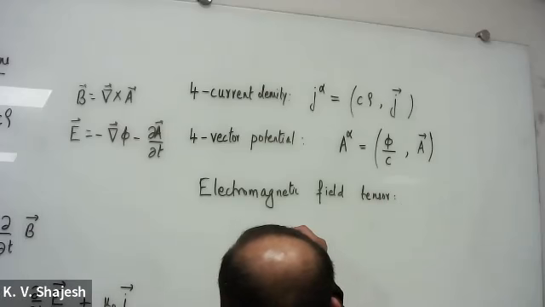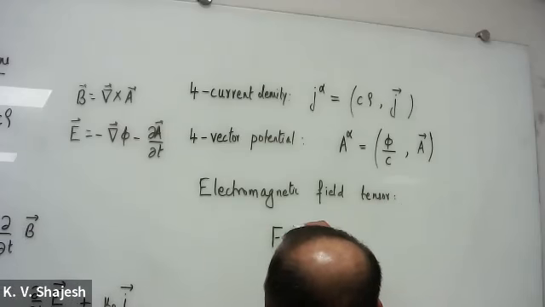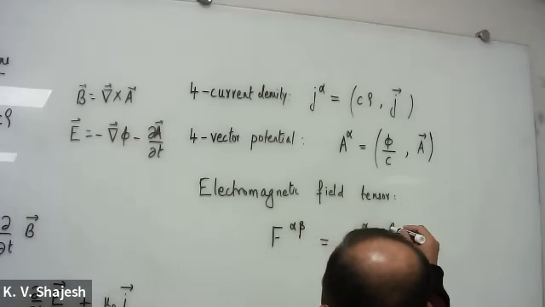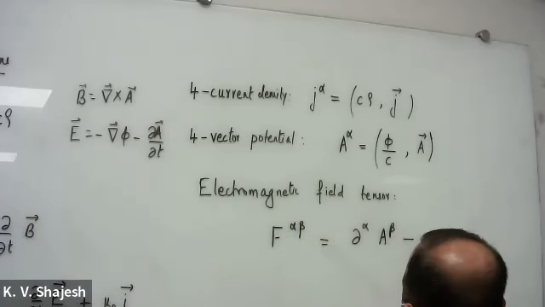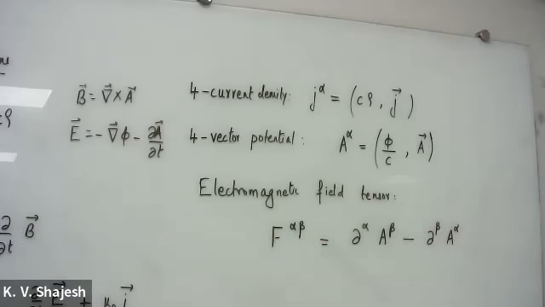Will be defined as F mu nu, or F alpha beta, defined as the derivative alpha of A beta minus the derivative beta of A alpha. That's just a definition now. And it will turn out that the electric field is there inside this. Okay, so that's our goal. We want to recognize this structure.